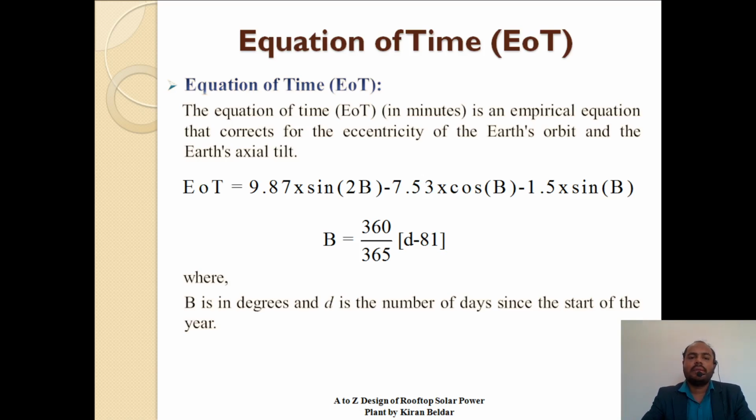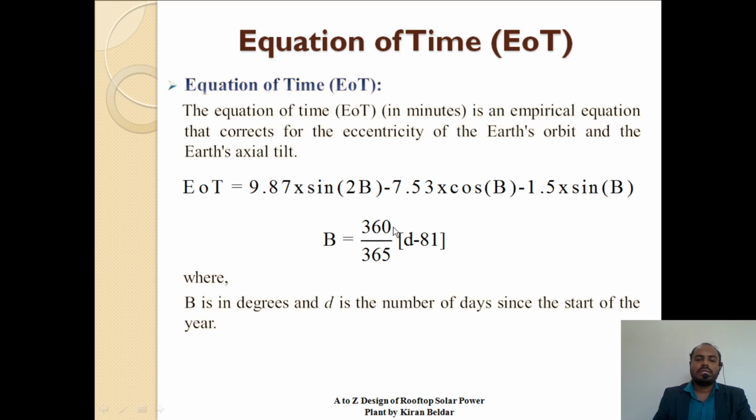Basically the equation of time is a correction factor that we are considering due to the eccentricity of the earth. The equation of time in minutes is an empirical equation that corrects for the eccentricity of the earth's orbit and the earth's axial tilt. The formula is very simple. This is an empirical formula. EOT is equal to 9.87 multiplied by sine of 2B minus 7.53 multiplied by cos of B minus 1.5 multiplied by sin of B, where B in degrees can be calculated by this formula.